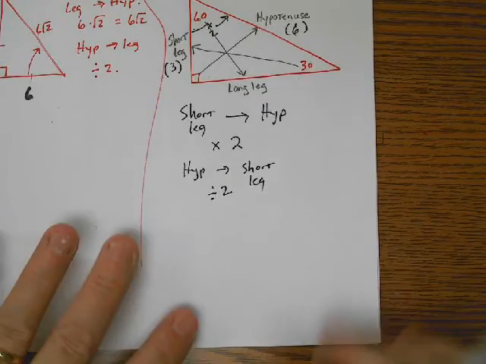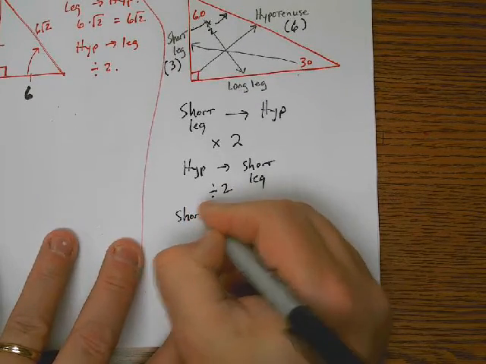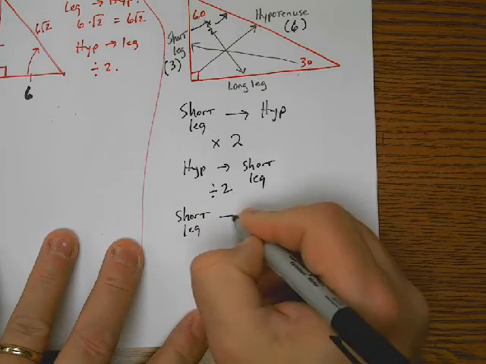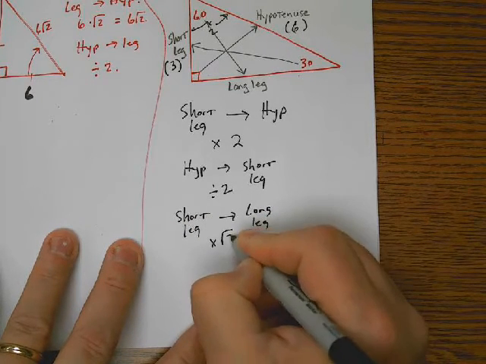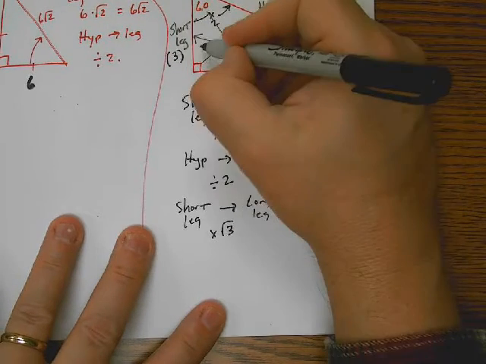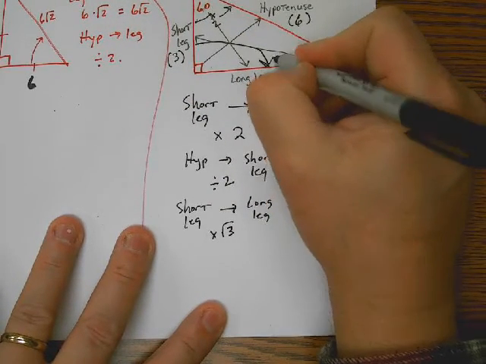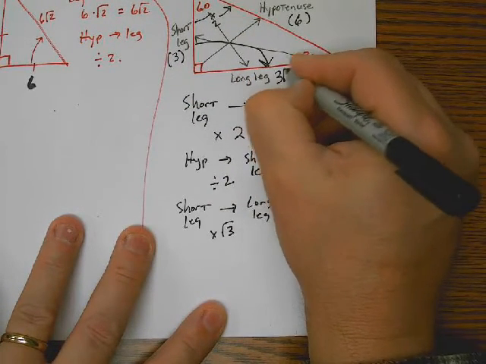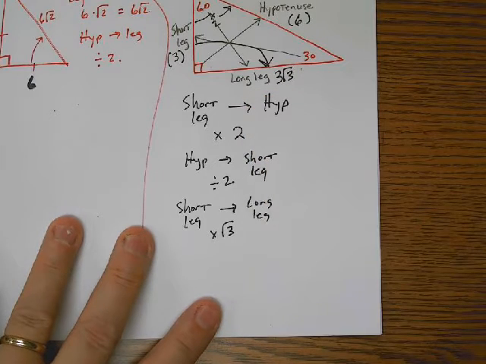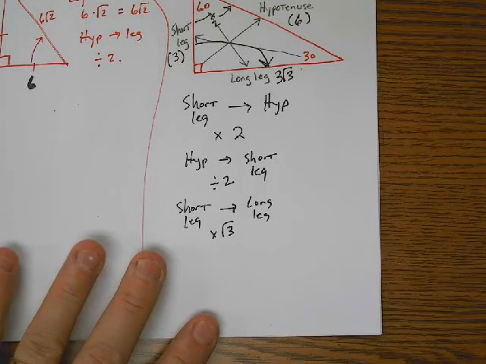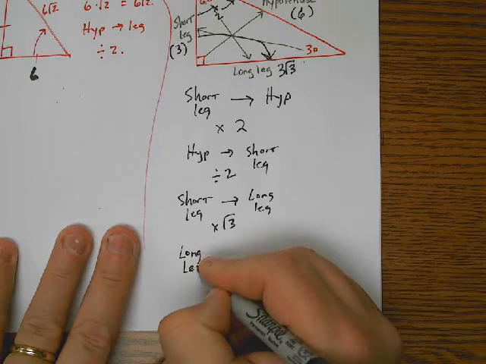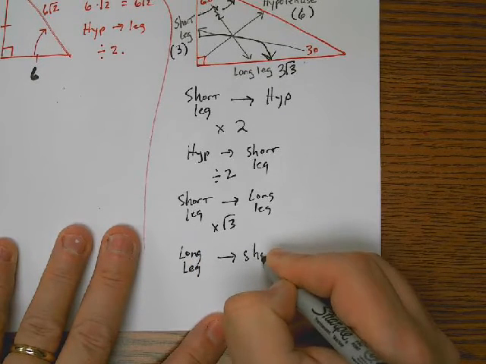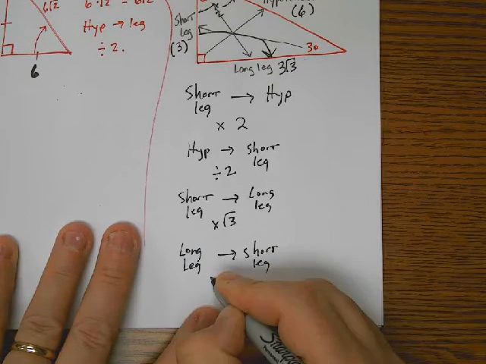Okay. Now, to go from the short leg to the long leg, I multiply by the square root of 3. So I go from here to here, I get 3 radical 3. Multiply by radical 3. And then to go from the long leg back to the short leg, divide.